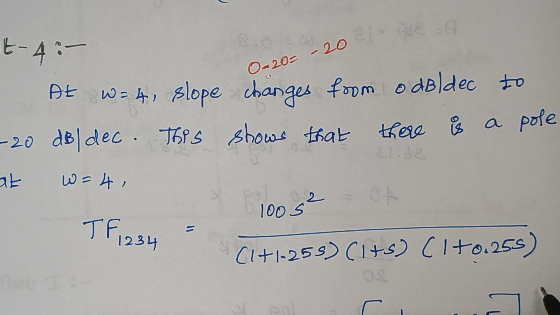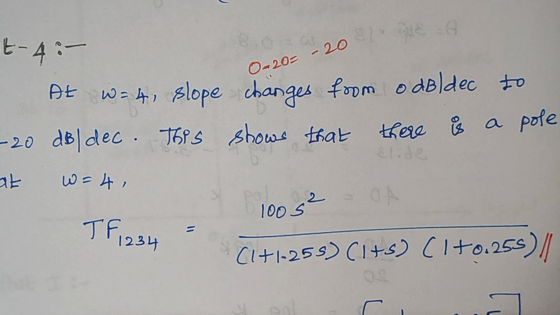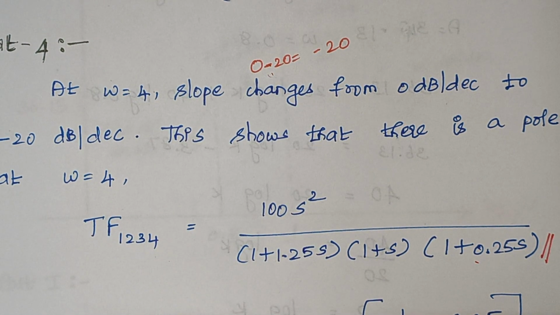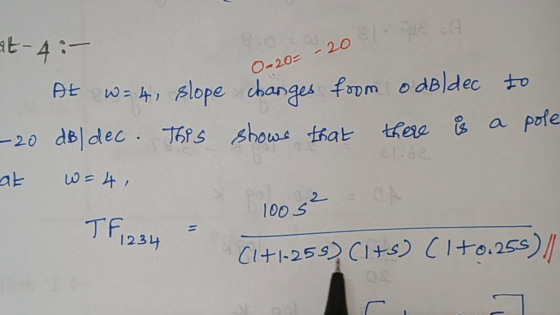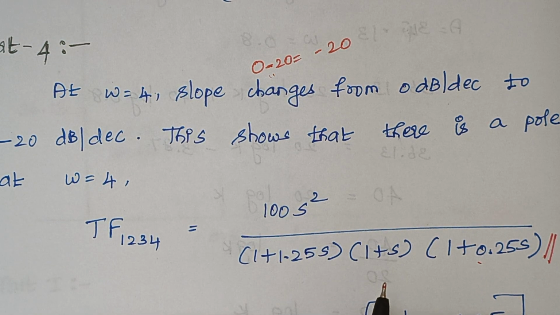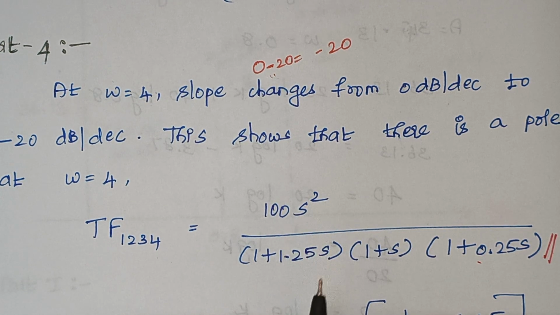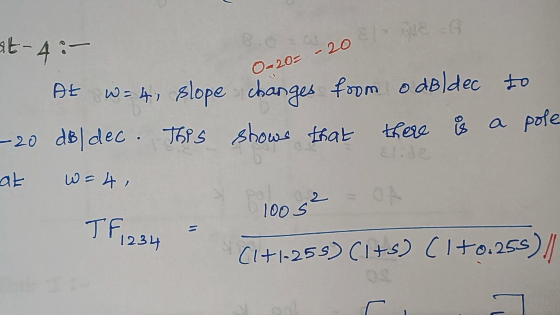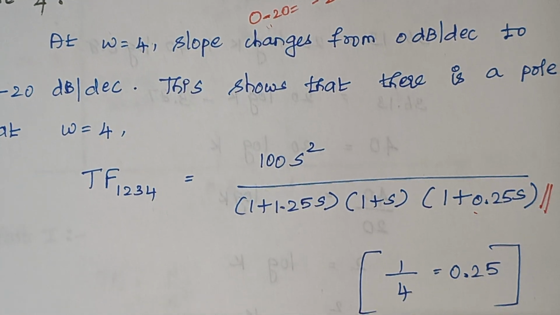So this is our final transfer function. When you look at the problem, how many parts are we having? We are having 4 parts. Similarly, when you look at the transfer function, you will be having 4 expressions, that is 4 elements: 1, 2, 3 and 4. Hope you people understand this problem.